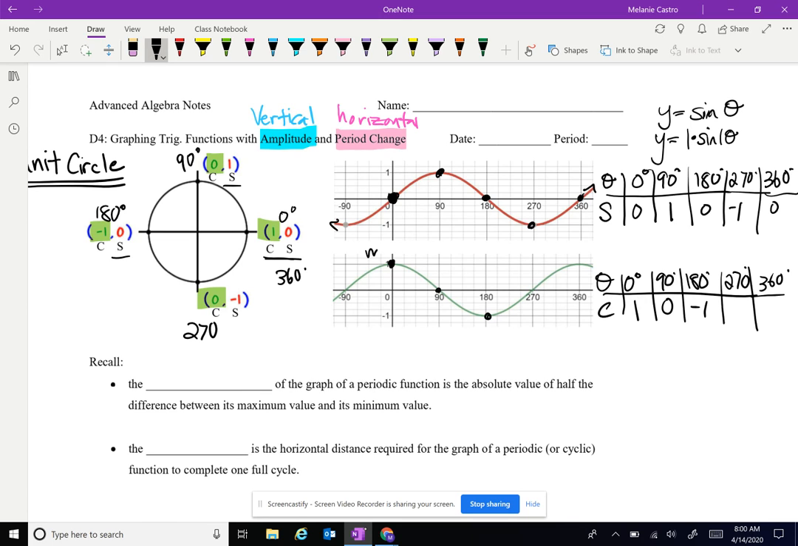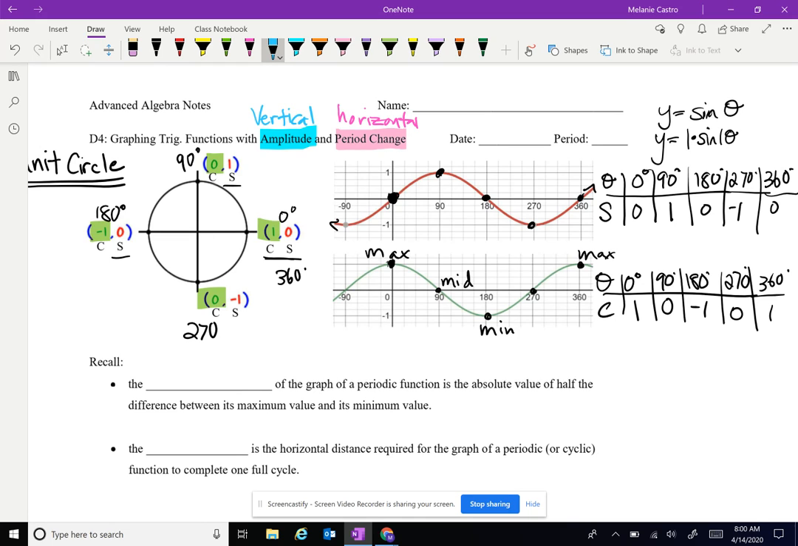So it starts off at its max, then it goes to the middle, then it goes down to the min, then it goes back to the middle, and then back to the max. Both of these have that positive 1 for the amplitude. That's what we call its cycle. So those are some review terms that we're going to be looking at again today.